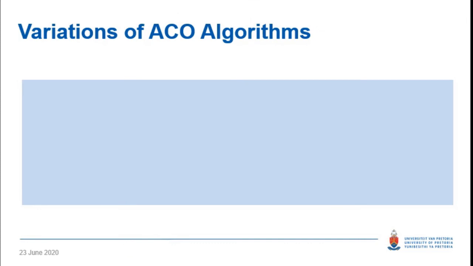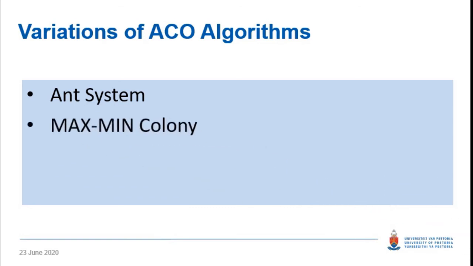Like I mentioned, there are variations of ACO algorithms, and the variations differ in terms of the update rule for your pheromone values, but also in terms of the probabilistic rule that's used to choose which solution component to add on next. The classic system is the ant system. Another very effective system is the max-min ant system, and another popular ACO algorithm is the ant colony system.